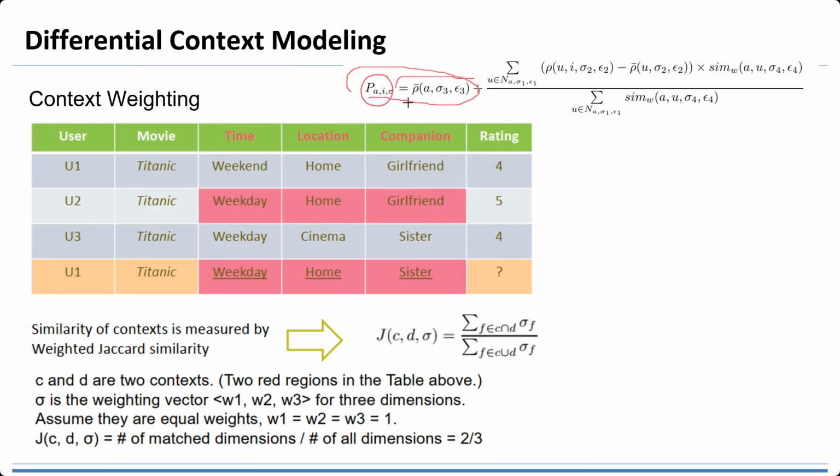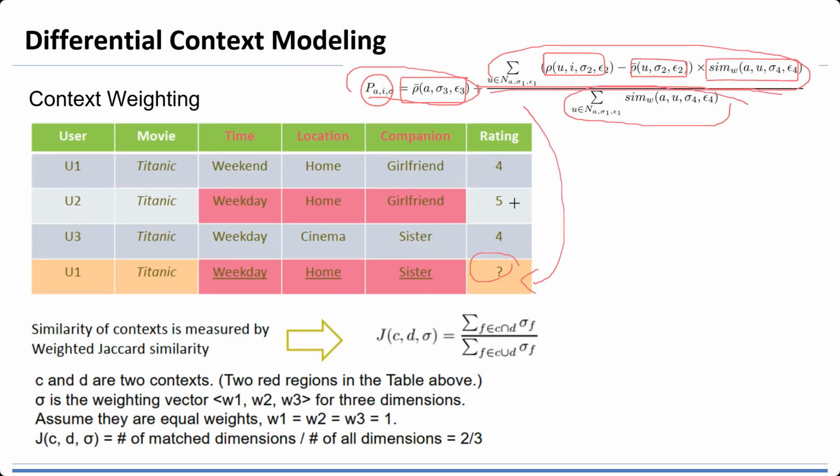We want to look at the average, and then we will look at the difference of the rating given by a particular user in the item I minus the average of that user in the particular condition, multiplied by the similarity and then divided by the total similarity. So we can do the prediction for this rating based on the similarity with this item.